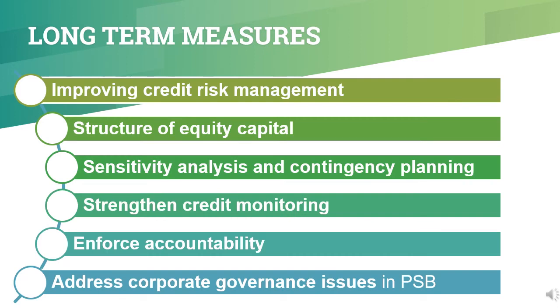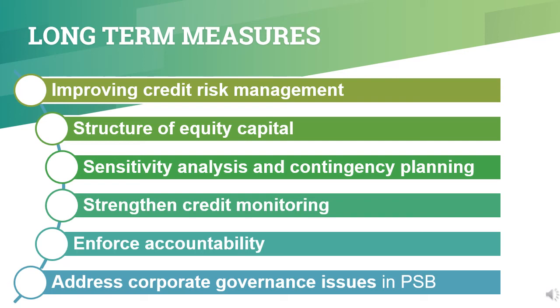Long-term measures include improving credit risk management. This includes credit appraisal, credit monitoring, an efficient system of fixing accountability, and analyzing trends in group leverage to which the borrowing firm belongs. Structure of equity capital: banks need to see that promoters' contribution is funded through equity and not debt. Banks should conduct necessary sensitivity analysis and contingency planning while appraising projects, and should build adequate safeguards against such external factors.